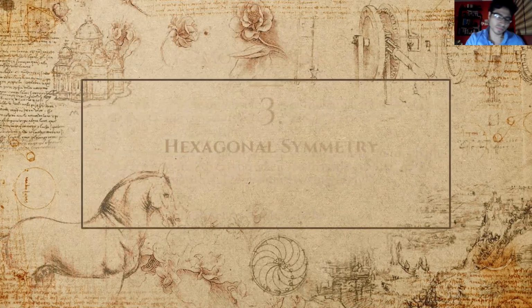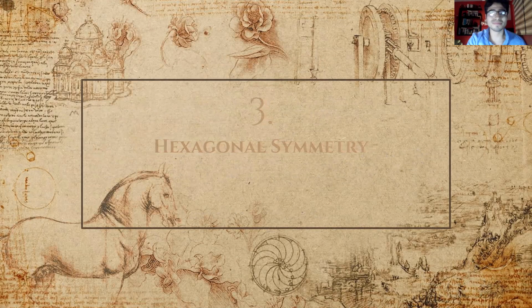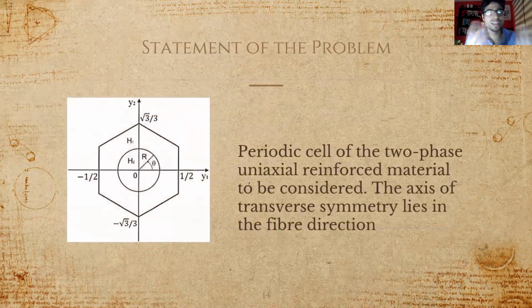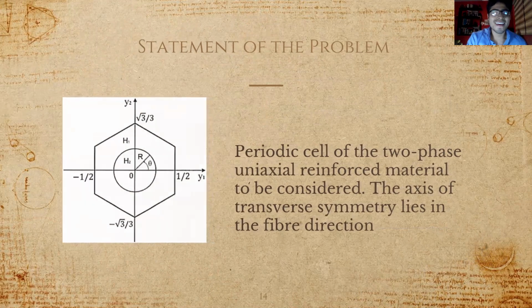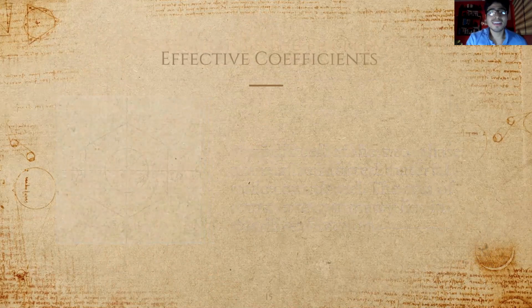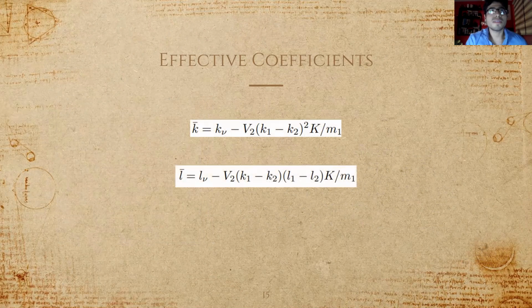Now, here's where the real work began. We studied the compounds generated by this periodic cell. As you can see, it's a hexagon. We obtained the effective coefficients of it by using the asymptotic homogenization method.